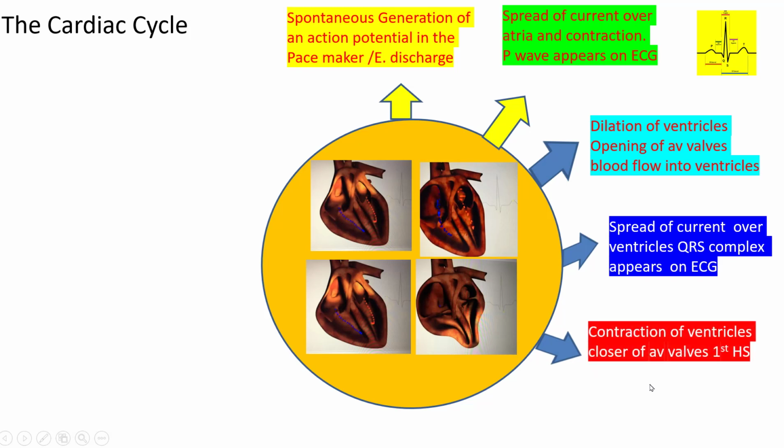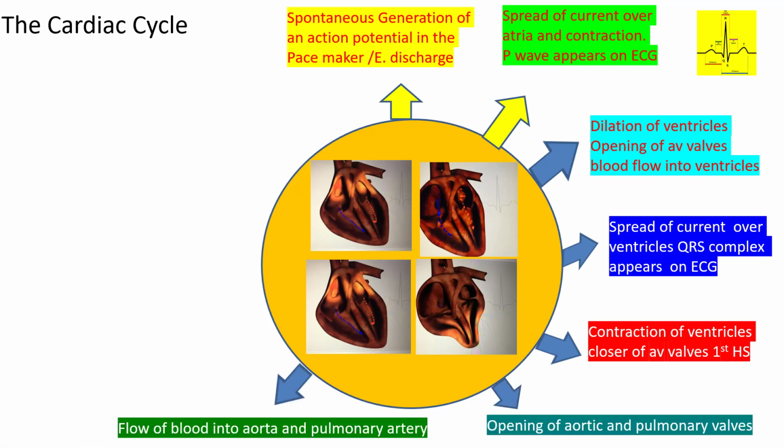Contraction of the ventricle, closure of the valves, and production of the first heart sound. When the current spreads over the ventricles, it causes contraction of the ventricle, and due to this contraction, pressure is built up in the ventricle. It causes closure of the atrioventricular valve, and due to this closure, the first heart sound is produced.